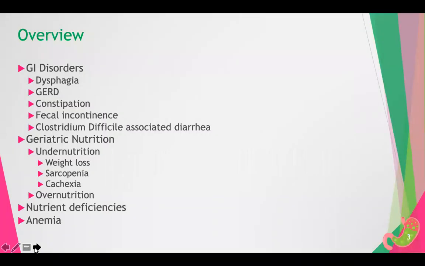So as an outline, we'll talk about GI disorders. What we won't discuss that was in your book, but you are still required to read, is dental hygiene and diverticulitis. So make sure that you read those sections in that chapter. But we will talk about dysphagia, GERD, constipation, fecal incontinence, and C. diff. And then we will talk about geriatric nutrition and nutrient deficiencies along with anemia.